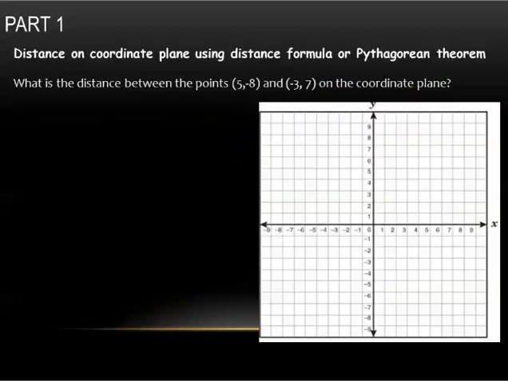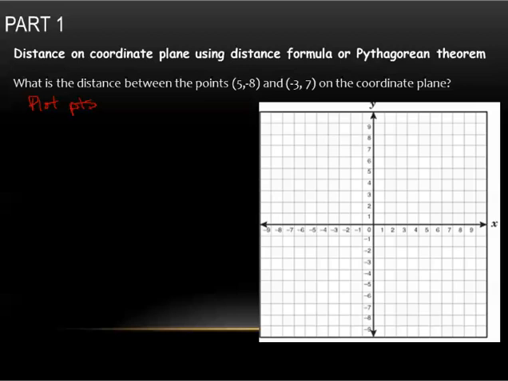Okay. Distance on a coordinate plane using the distance formula or Pythagorean theorem. I'm going to tell you, you should always use the Pythagorean theorem when you can. The distance formula just has a lot of calculations in it, so that means there's a lot more room for mistakes. So the first thing that you're going to do is plot your points.